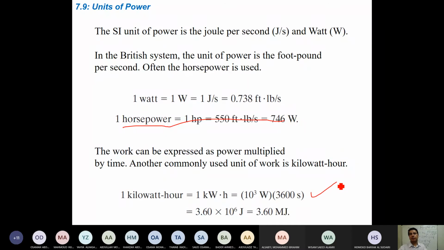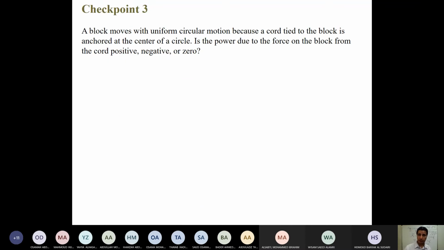1 kilowatt hour is mostly used when you are looking at the electricity bill. You say that I have consumed 3 units of electricity or 100 units of electricity. So when you are calling that unit, it is 1 kilowatt hour. So you can look at this slide. In this checkpoint here, a block moves with uniform circular motion because a cord tied to the block is anchored at the center of a circle. Is the power due to the force on the block from the cord positive, negative, or zero? So the situation is like this.